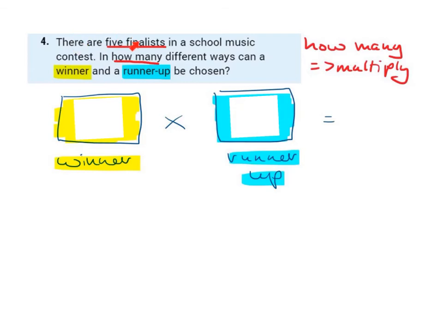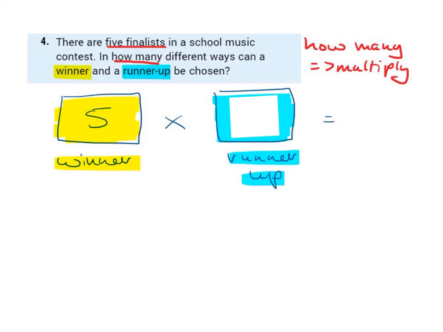So there are 5 finalists in a school music contest. How many different ways can winner and runner-up be chosen? So I've drawn out a box for the winner and a box for the runner-up. And I have a multiply sign in between because how many, we want to think multiply. So if there's 5 finalists in the school music contest, then any of those 5 people could be the winner. So the number of possibilities for the winner is 5.